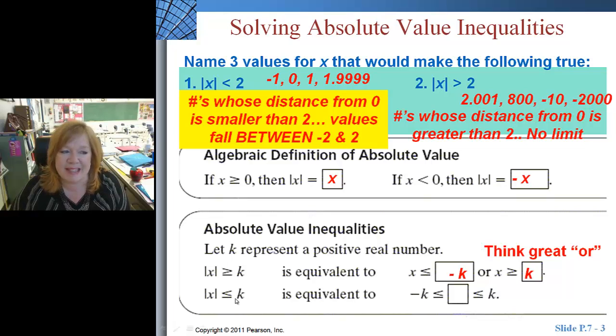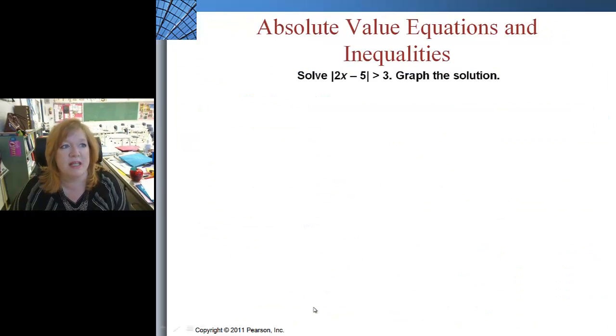Absolute value of x less than or equal to a given number. Since it's less than, it's limited, and you've got to think "between." So x is between negative, in this case, -2 and +2. So think between. I always think "less-and," that's between 2 given values. All right, let's do some examples.